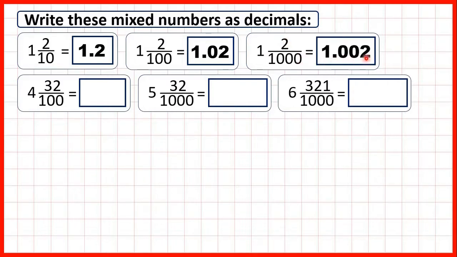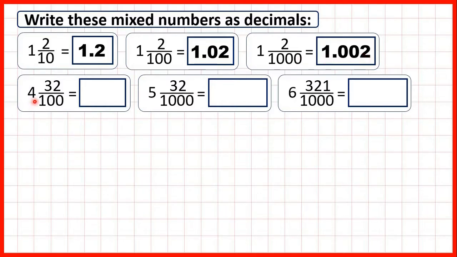1.002. That's because the third digit after the decimal point is the thousandths digit, and we need to show that we have 2 thousandths, so we need zeros in our tenths and hundredths. Notice the denominator of 10 tells us that there will be 1 digit after the decimal point, because the first decimal place value is the tenths. The denominator of 100 tells us that there will be 2 digits, because the second decimal place value is the hundredths. And when we have a denominator of 1,000, we need 3 digits after the decimal point, because the third decimal place value is the thousandths.